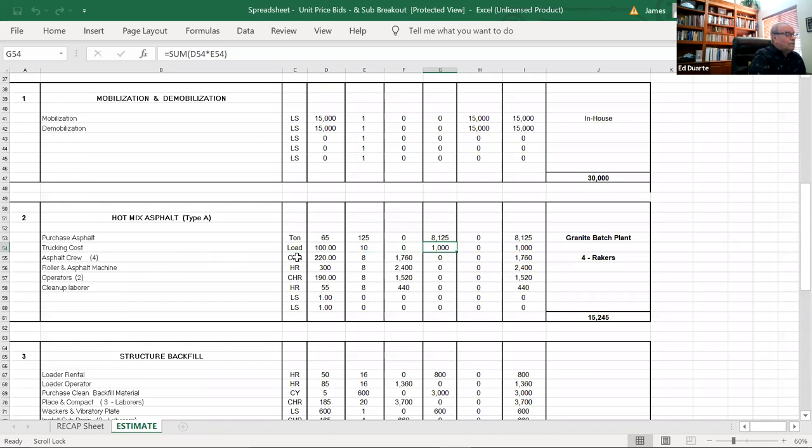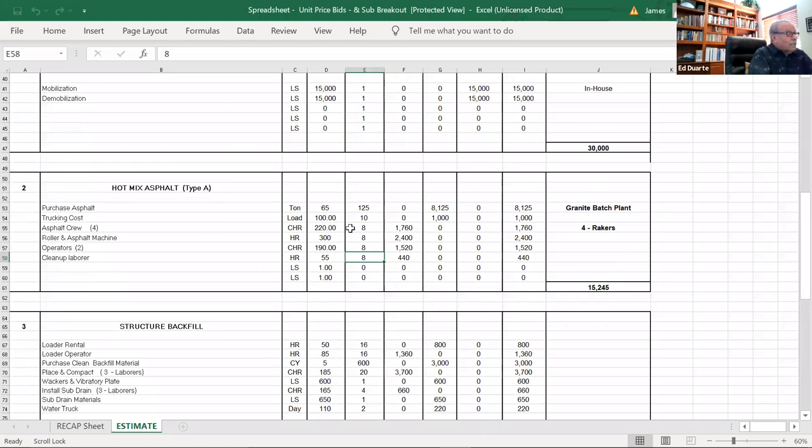My asphalt crew, utilizing that crew hour methodology, is $220 an hour. Given that it's only 10 loads, they're going to lay this down in a day, so 8 hours. The roller and the asphalt machine are going to cost me $150 an hour each. I'm just using that as a number, and they're going to be out there for the day. Same thing with the operators, two of them, and a laborer. So that's how we arrive at the cost for 125 tons of asphalt, which is $15,000.